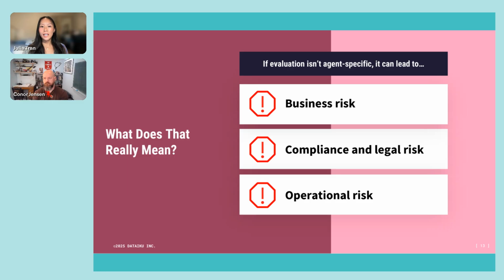In the worst cases, skipping agent-specific evaluation means risking wrong outputs, poor UX, PII leaks, bias, latency, cost overruns, and more. These aren't just corner cases, they're systematic, enterprise-wide risks that can really cause a lot of problems across the business.